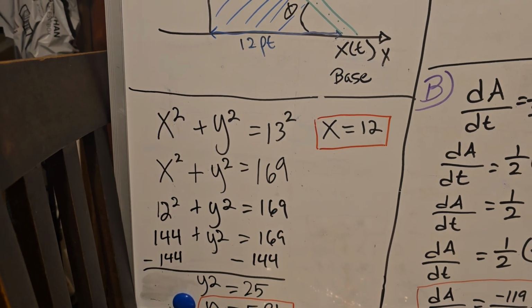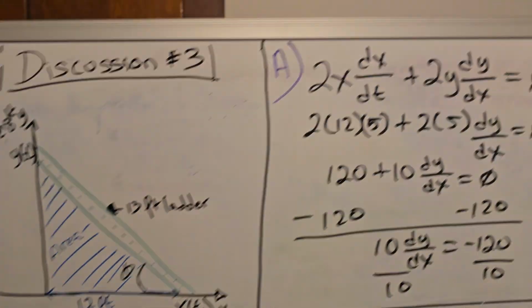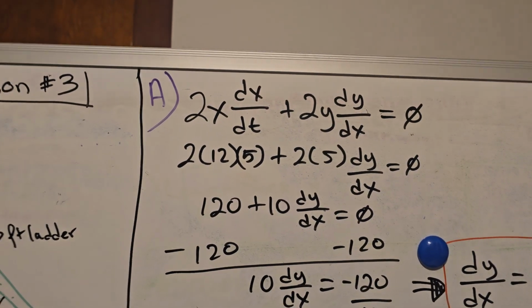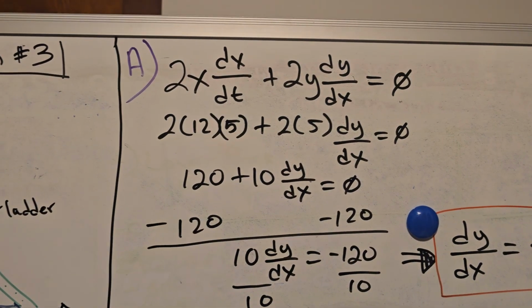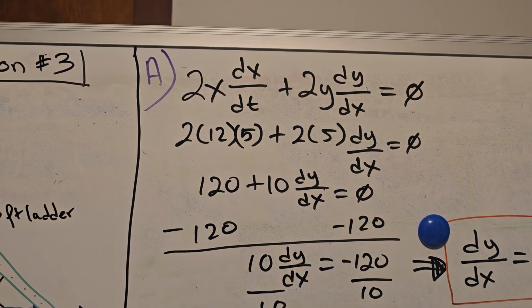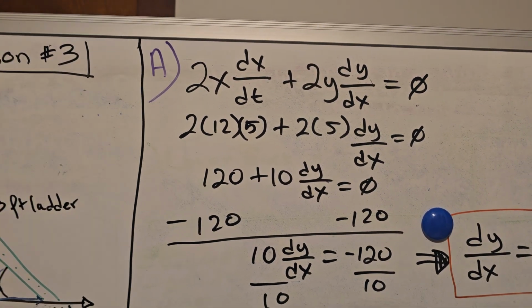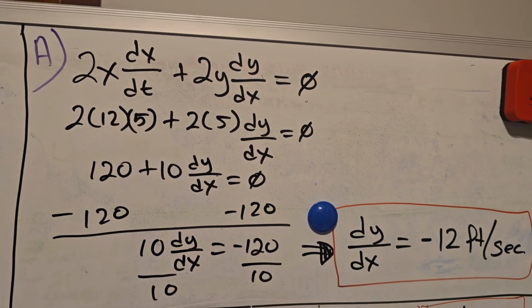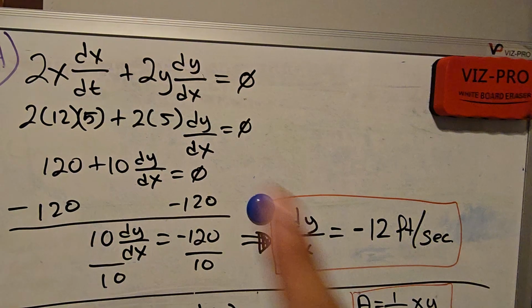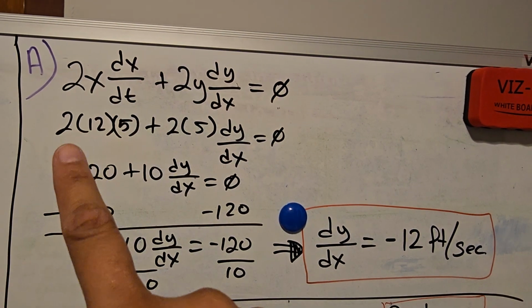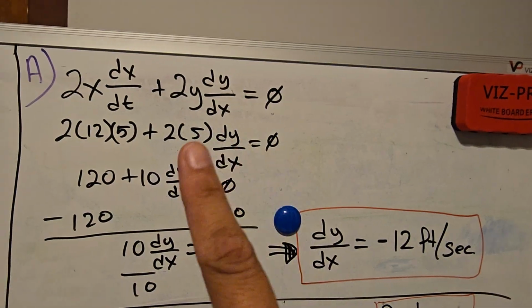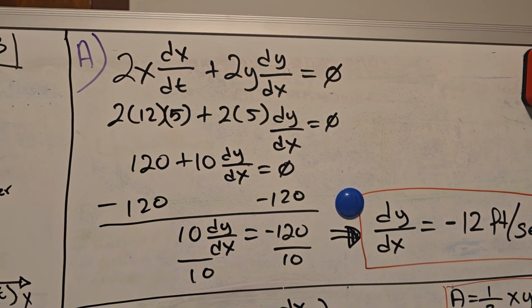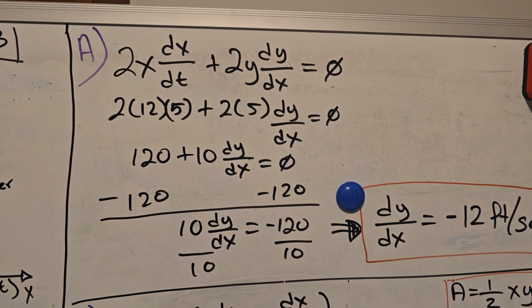So now we differentiate the original equation with respect to time. So 2x times dx/dt plus 2y times dy/dt equals 0. Next we substitute the known values. Since we already know what x and y are, we substitute 2 times 12 times 5 plus 2 times 5, which is 120, plus 10 dy/dt equals 0.